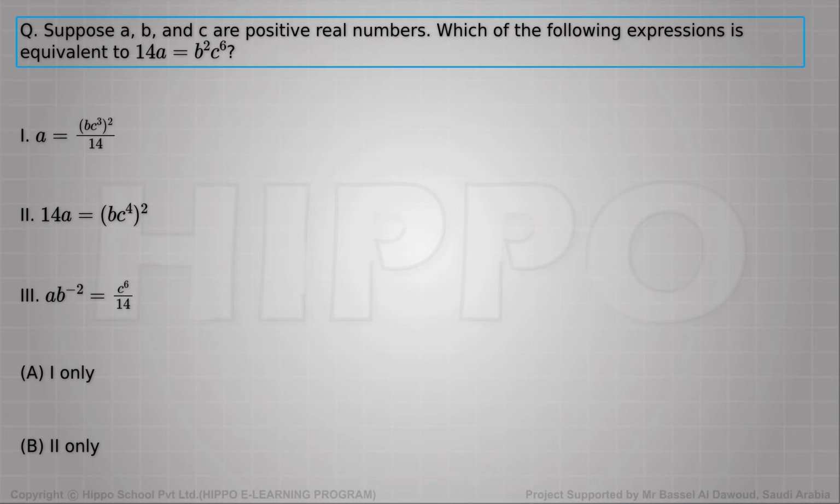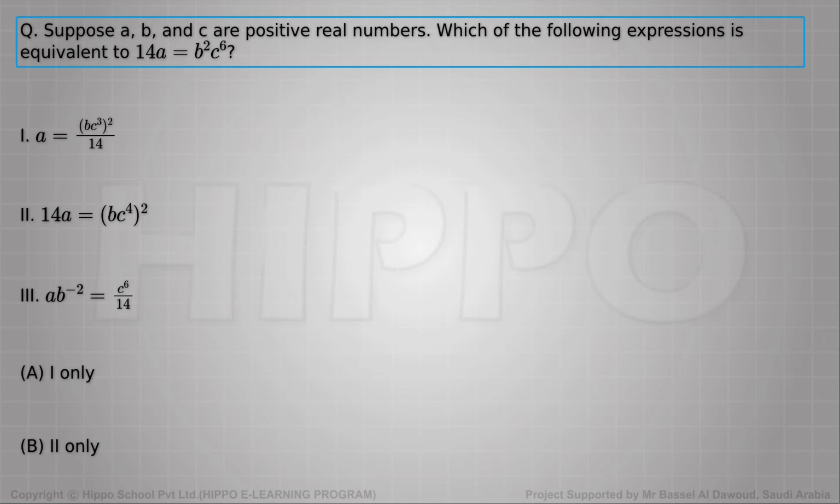Hello, class. Today we're looking at an algebra problem that's all about equivalence. We're given a starting equation, 14a equals b squared times c to the sixth, and three other expressions labeled with Roman numerals. Our task is to figure out which of these expressions are just different ways of writing the original equation. The best strategy here is to be methodical and test each expression one by one.